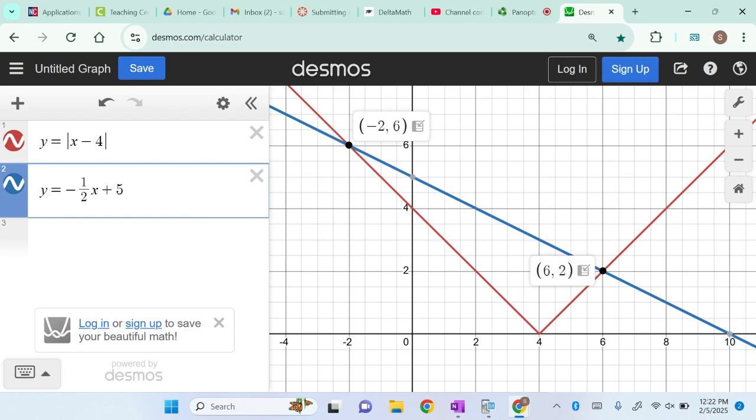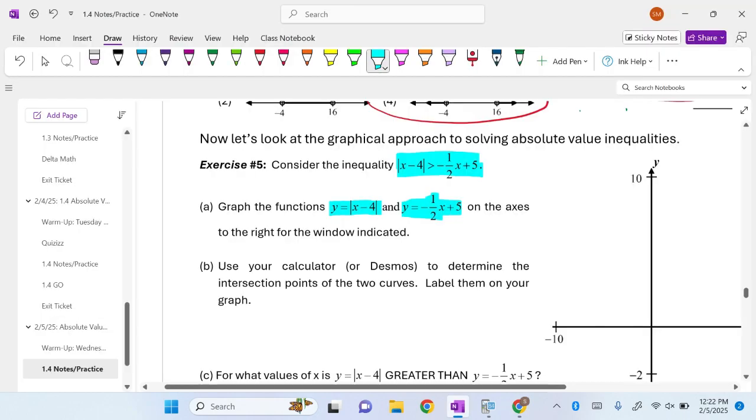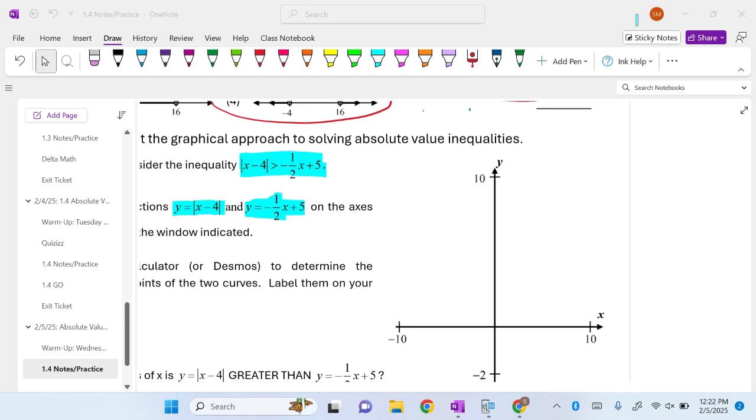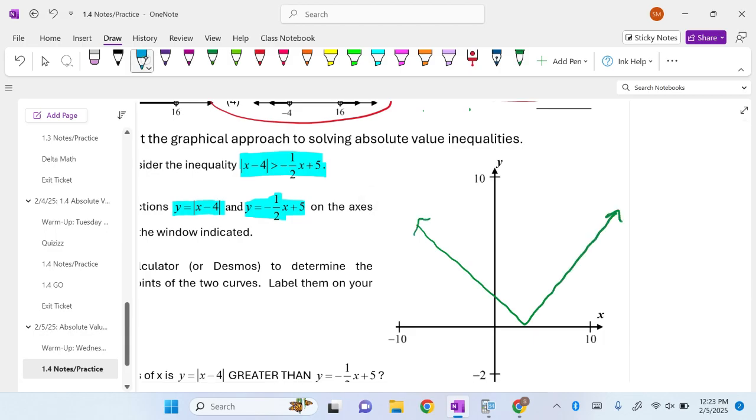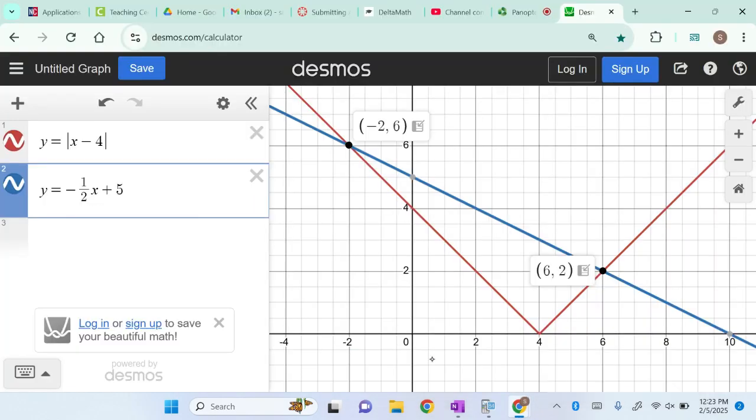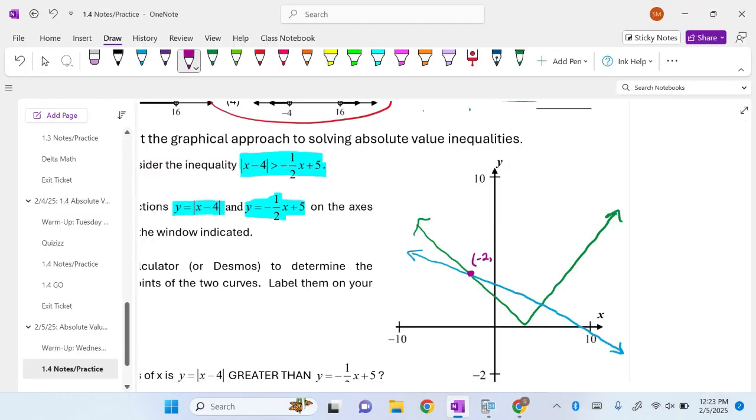All right. So I'm going to make a brief sketch of this graph, and it's not going to be exact. The absolute value graph looks something like this, and then the linear graph looks something like this. And again, it's not exact, I'm just sketching it. All right. And then we had points of intersection at negative 2, 6, and 6, 2. So negative 2, 6, and 6, 2.